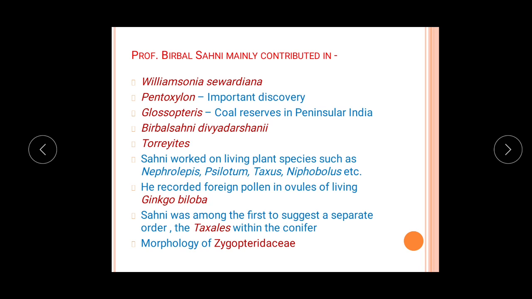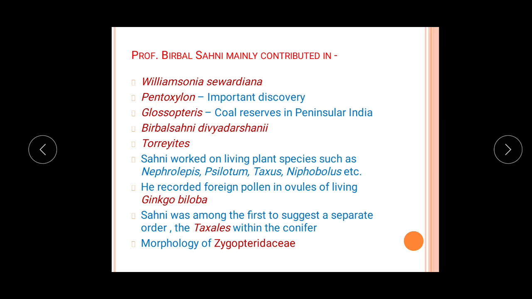Then the second one is the Pentoxylon. This is an important discovery of Professor Birbal Sahni, an extinct plant group named Pentoxyli. Reconstruction of the plant with the leaves, stem and flowers was done by Professor Birbal Sahni. Then the third one is the Glossopteris.